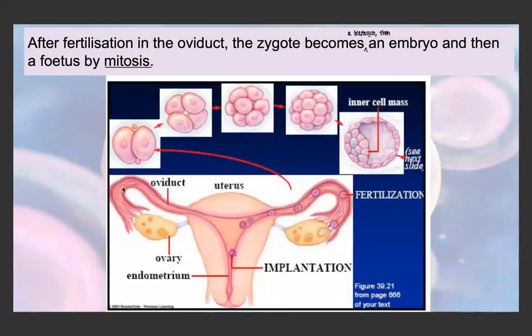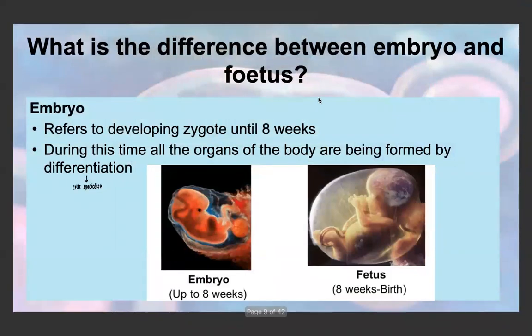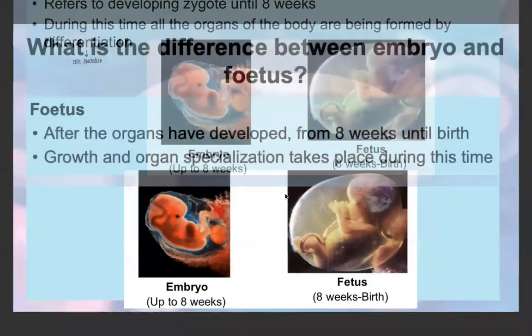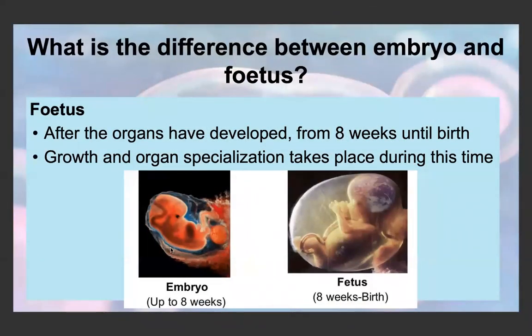After fertilization occurs in the oviduct, the zygote first becomes a blastocyst, then an embryo, and then a fetus through mitosis, the continuous division of cells. What's the difference between an embryo and a fetus? Between the zygote and the embryo there's a tiny stage where it's the blastocyst, and then for the first 8 weeks, we refer to the developing baby as an embryo. During this time, the organs of the body are being formed by differentiation, so the cells are starting to specialize. After 8 weeks, after the organs have fully specialized, we call it a fetus. Further growth and organ specialization takes place.